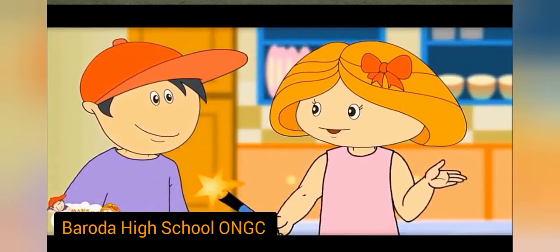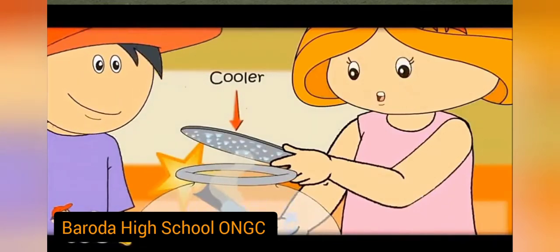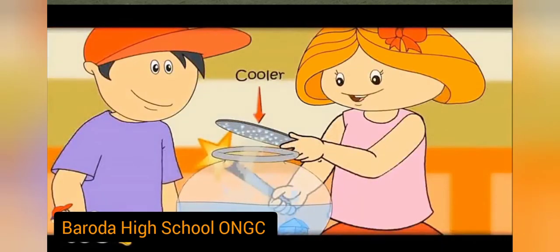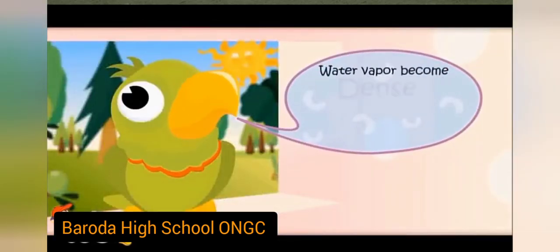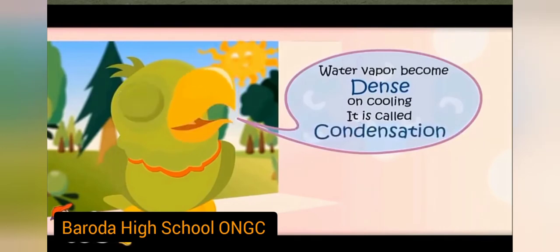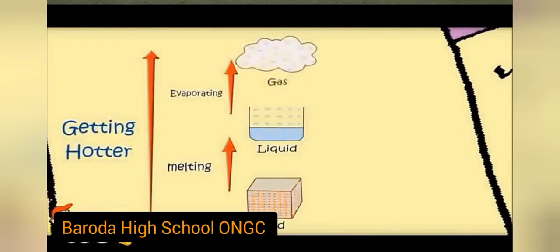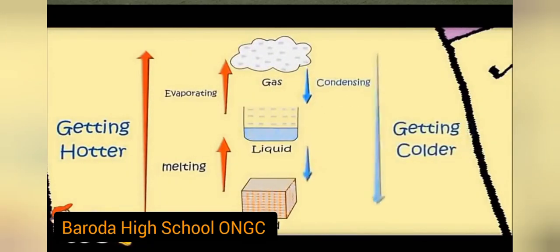Now the pan is closed by a cool lid. The steam will liquefy or condense into small droplets of water on coming in contact with the cold lid. So here again we can say that water vapor becomes dense on cooling, so it is called condensation. Here we have seen the three states of water: solid, liquid and gas. And when condensation happens, again we get the liquid state.